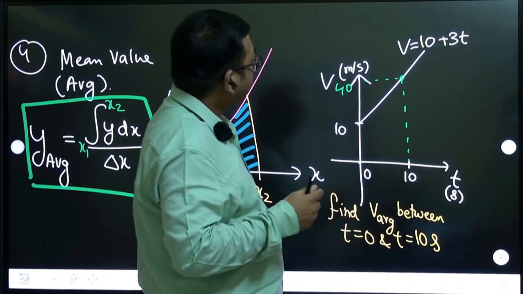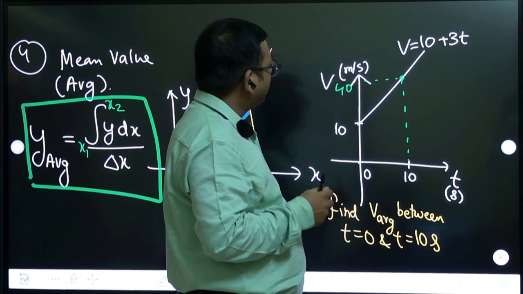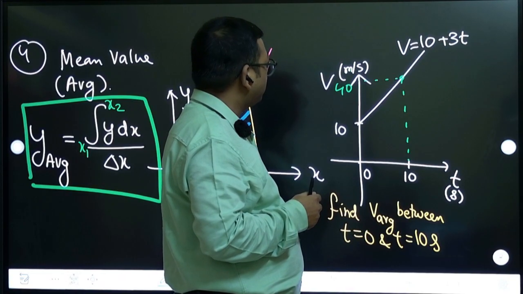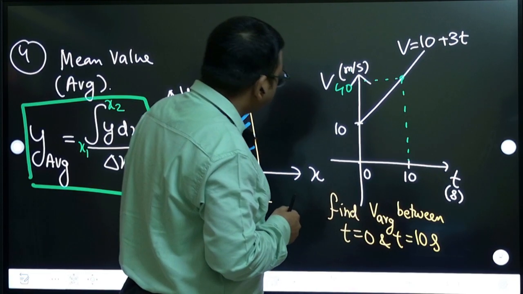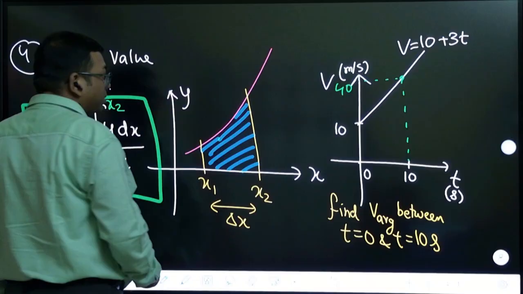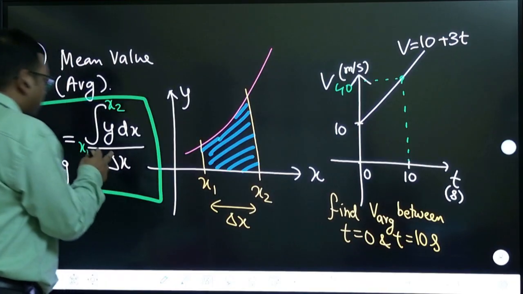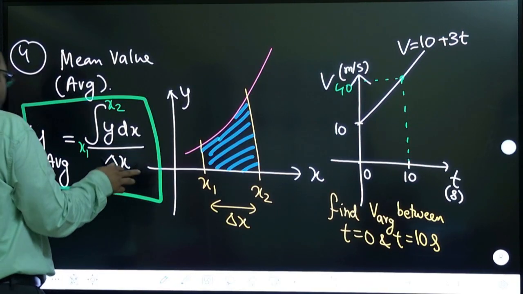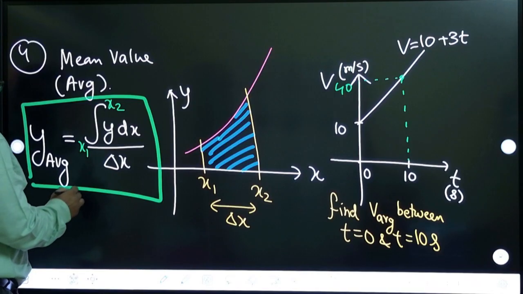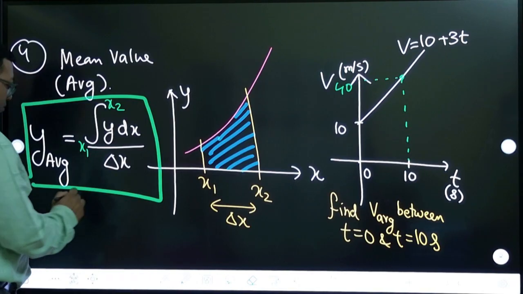You want the average. Don't think that the average is 10 plus 40. Maybe sometimes it is possible, but not always. Here I think the mathematical average will be there, right? But you use this formula. I will tell you to use this formula. This is the main formula. So the average velocity here will be how much?